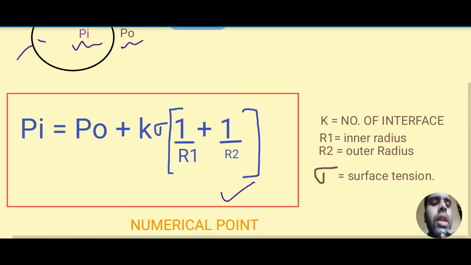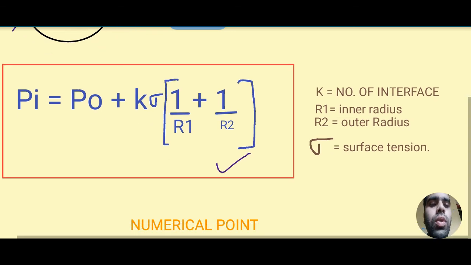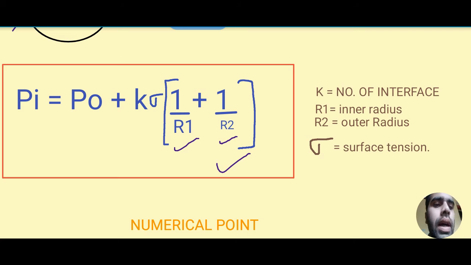Okay, so there will be two radii, so r1 is the inside radius and r2 will be the outside radius. So Pi is equal to Po plus K sigma (1/r1 + 1/r2). This is the Young-Laplace equation. Now let's see what the terms are here. Pi is the inside pressure, Po is the outside pressure.